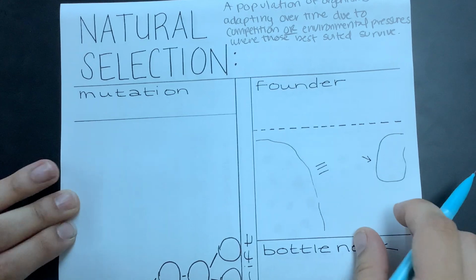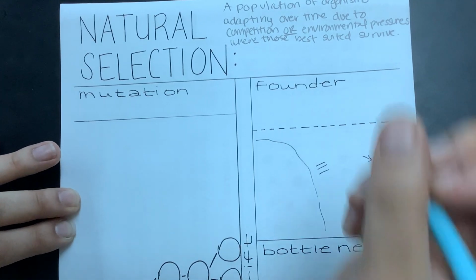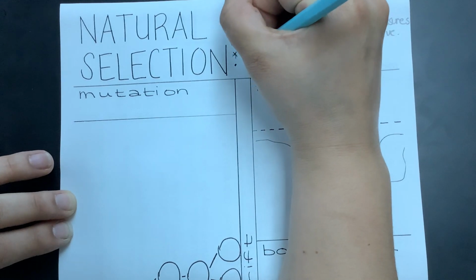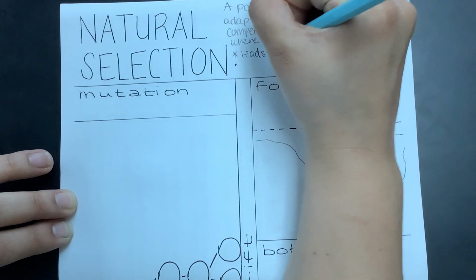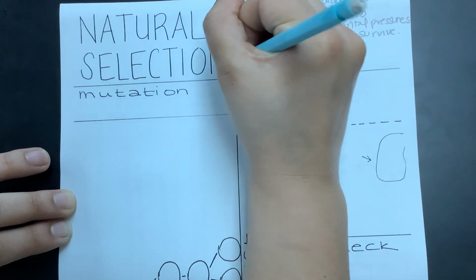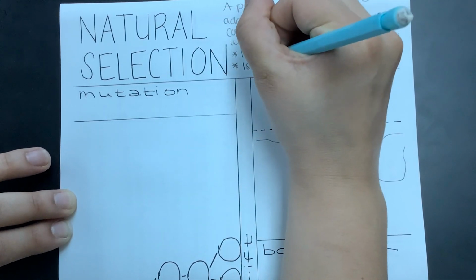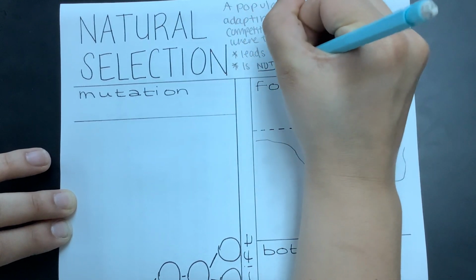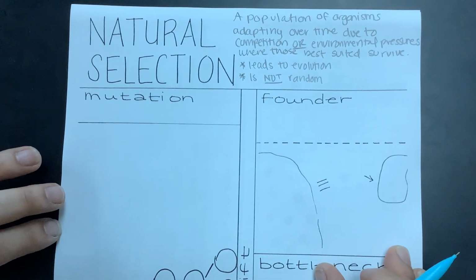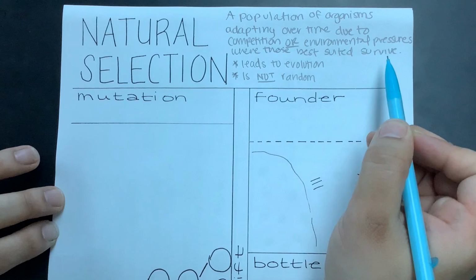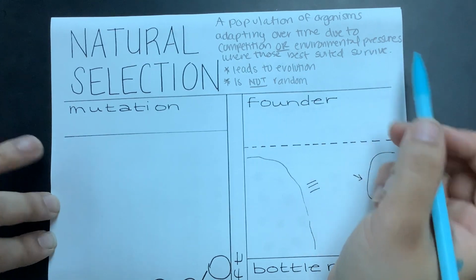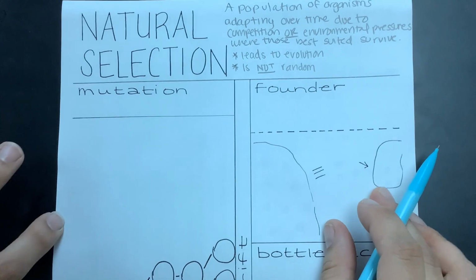Okay. And again, I just want to make a note of this: natural selection leads to evolution. And also natural selection is not random. It's very purposeful. If you are fit to survive, you survive. If you are not, then you don't. That's just by nature what happens. That's what natural selection is.